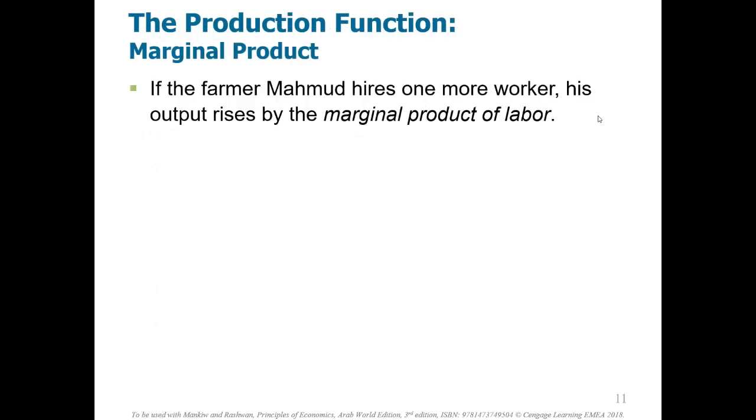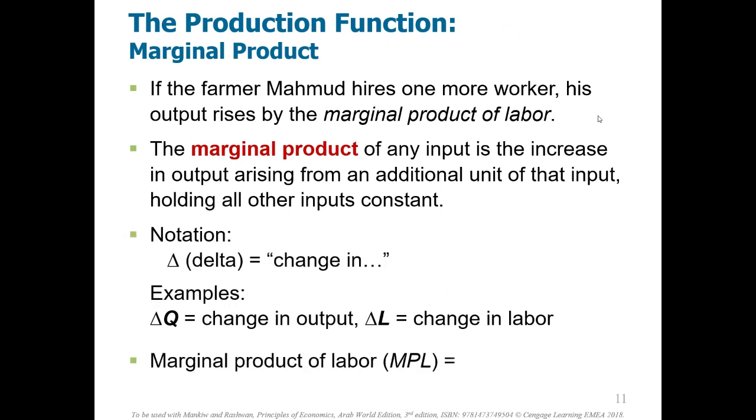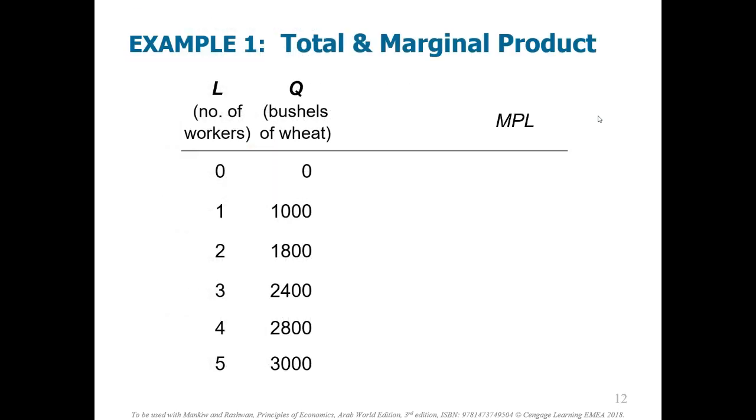Now we go into the marginal product. What is a marginal product? Marginal product is simply, if Mahmood employs one more extra unit of labor, how much does it add to the total production of wheat? So the formula is the change in quantity, how much extra quantity, divided by how much extra labor. Usually we assume that labor is increased by 1 unit, so how much the quantity increased by. So let's have a look.